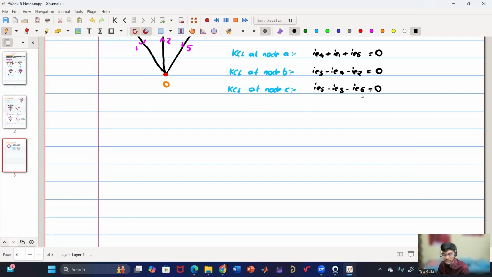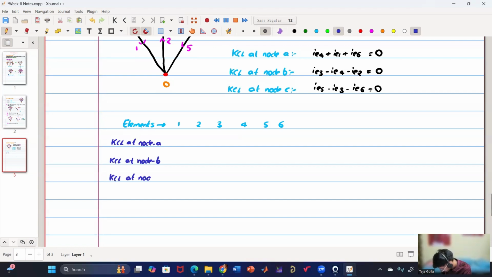First, let me just write so that you can understand how we are writing. If you have any query, then you can ask. So we have basically elements. How many elements are there? 6, right? So I am writing 1, 2, 3, 4, 5, 6. Then we have KCL at node A, KCL at node B, KCL at node C.